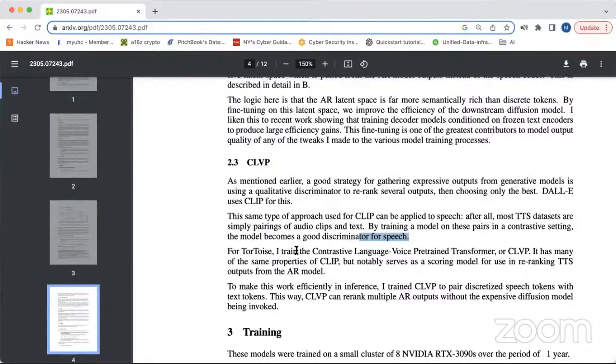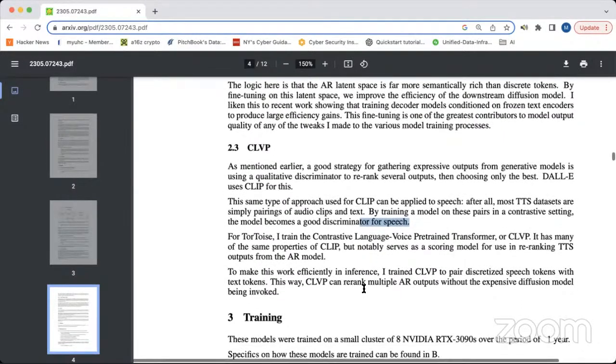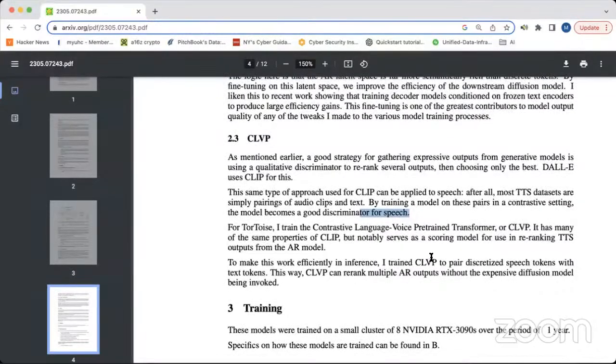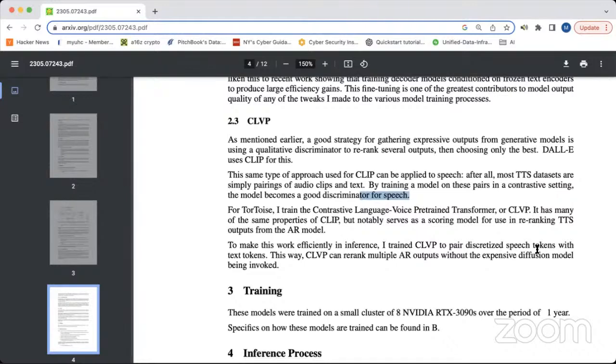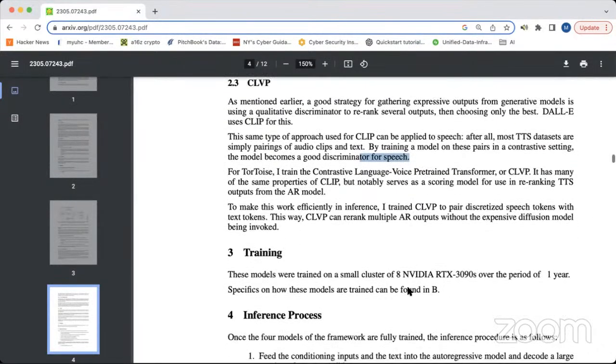Yes, with contrastive loss. Okay. Yeah, and so he trained the contrastive language voice pre-trained transformer, which is what CLVP is. It has similar properties as CLIP, but serves as a scoring model, which he used for re-ranking the output. He trained it to pair discrete speech tokens with text tokens so that he could re-rank it.